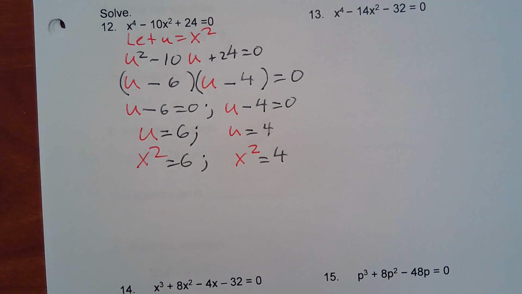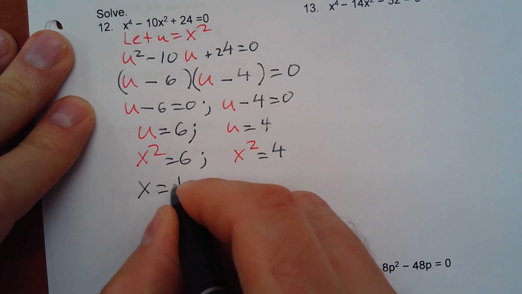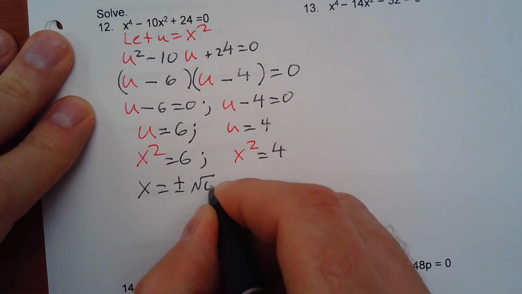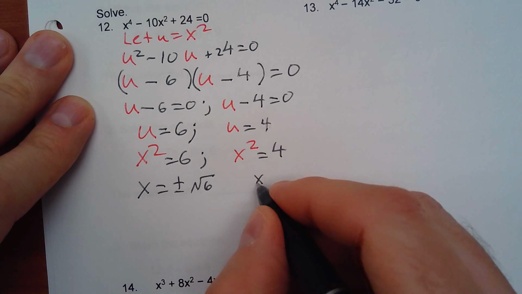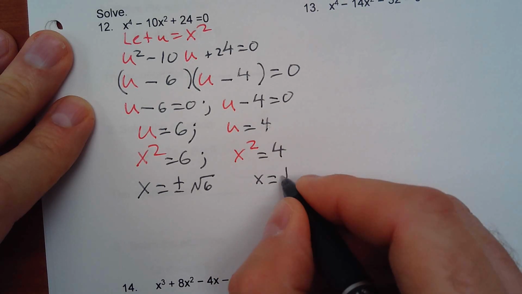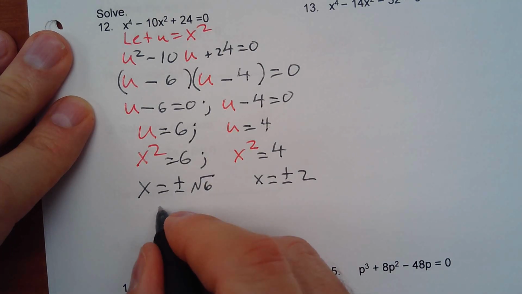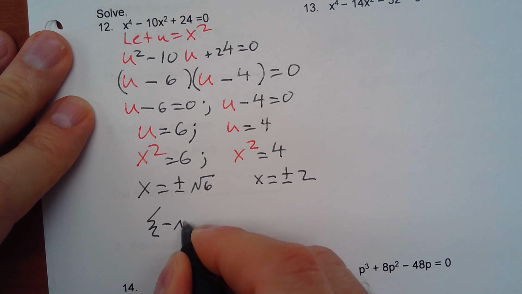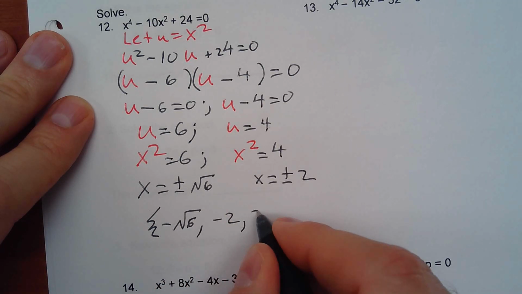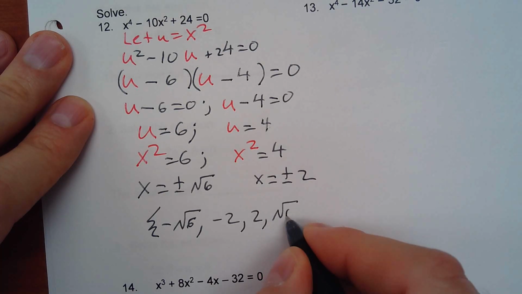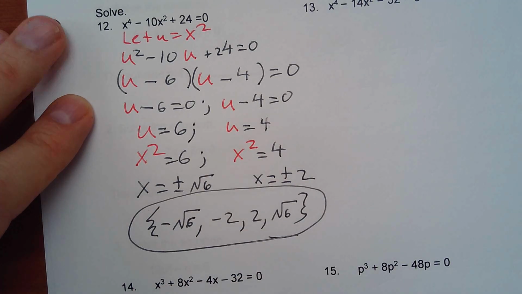So using my square root property, I get x equals plus or minus the square root of 6. Here I'll get x equals plus or minus the square root of 4, which is 2. So our answer would be negative square root of 6, negative 2, 2, and square root of 6.